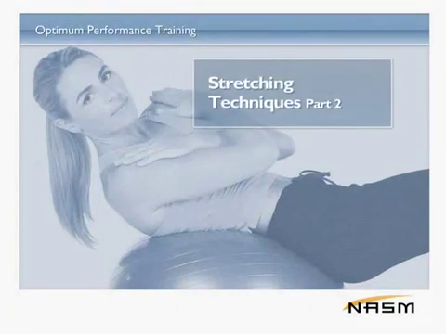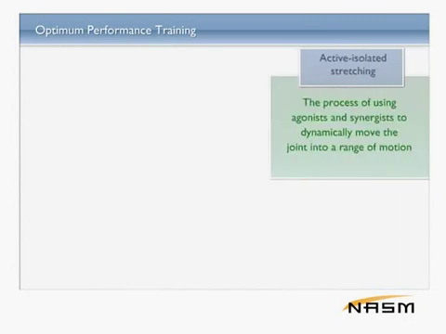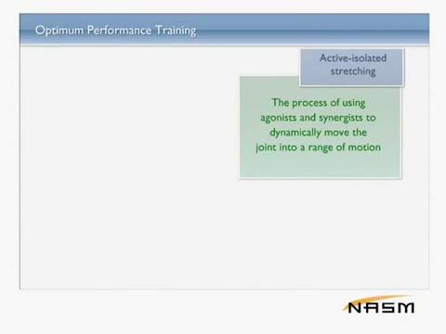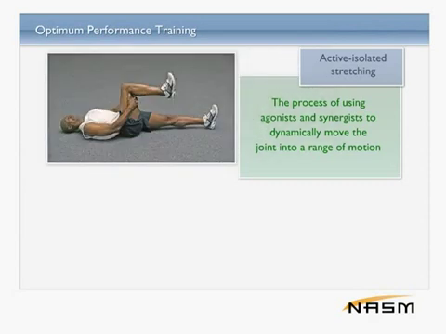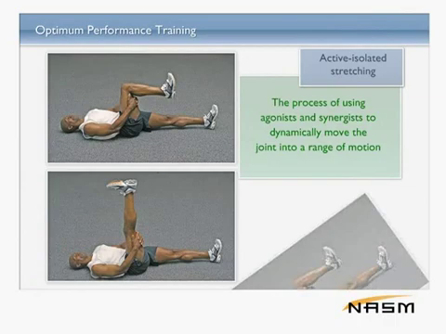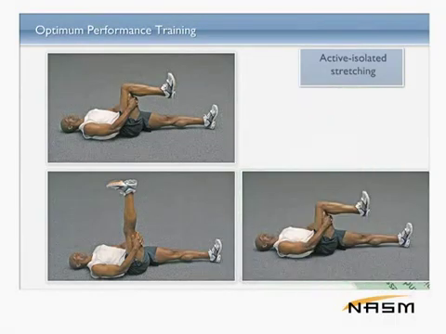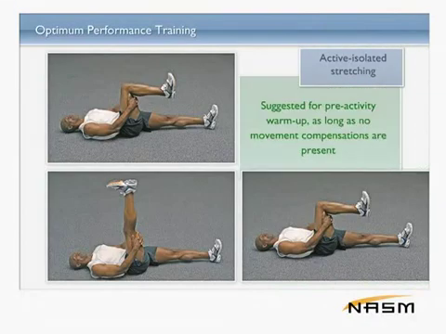Stretching Techniques Part 2. The next stretching technique is active isolated stretching. Active isolated stretching is the process of using agonists and synergists to dynamically move the joint into a range of motion. This form of stretching increases motor neuron excitability, creating reciprocal inhibition of the muscle being stretched, allowing for greater range of motion. Active isolated stretches are suggested for pre-activity warm-up as long as no movement compensations are present.